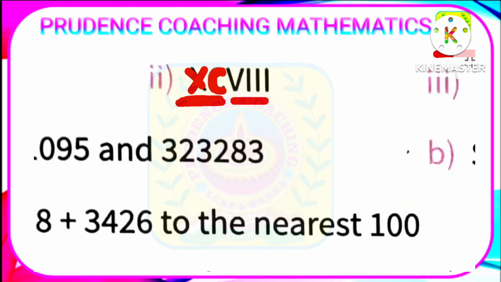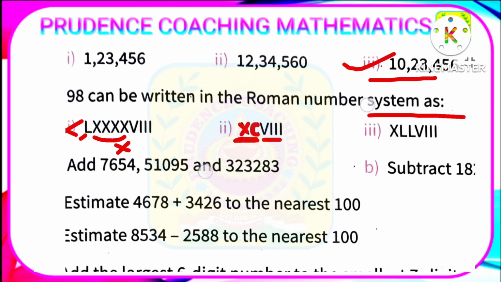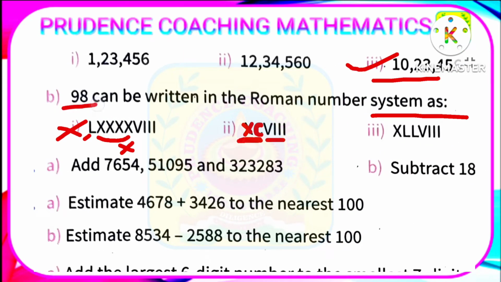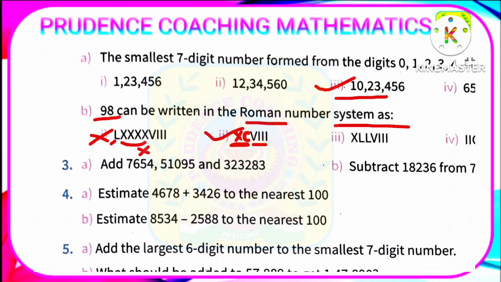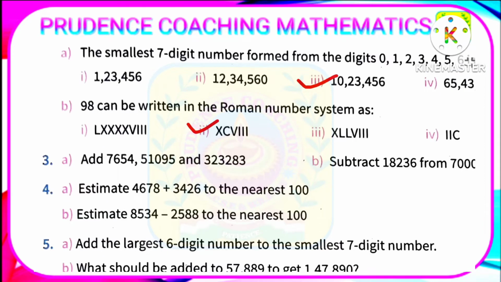And we have 8, that is 98. And you are asked to write the 98 in Roman number. So this will be our correct answer over here. So let us mark this as correct answer. Now let us move on to the next sum.